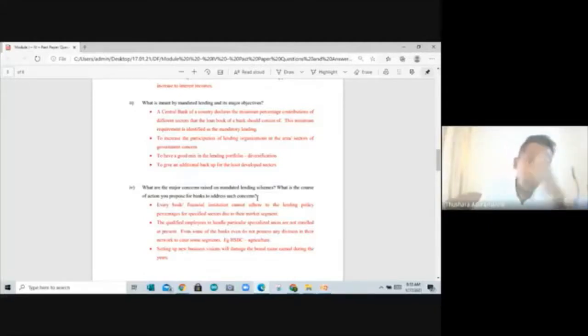Mandatory lending has so many advantages, like the earlier advantages of lending, microfinancing to SMEs, and all that. Additional backup for the least developed sectors. That's another. Additional backup to least developed sectors, least developed regions and some enterprises. So many things you can build into your answer based on whatever was suggested. We hope that you have got it. You know what mandated lending is and what its objectives are. This is the positive side.